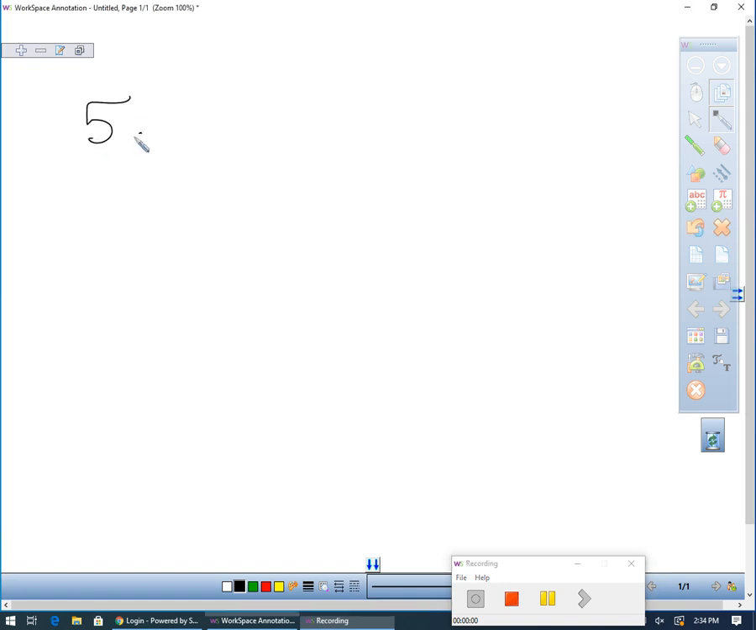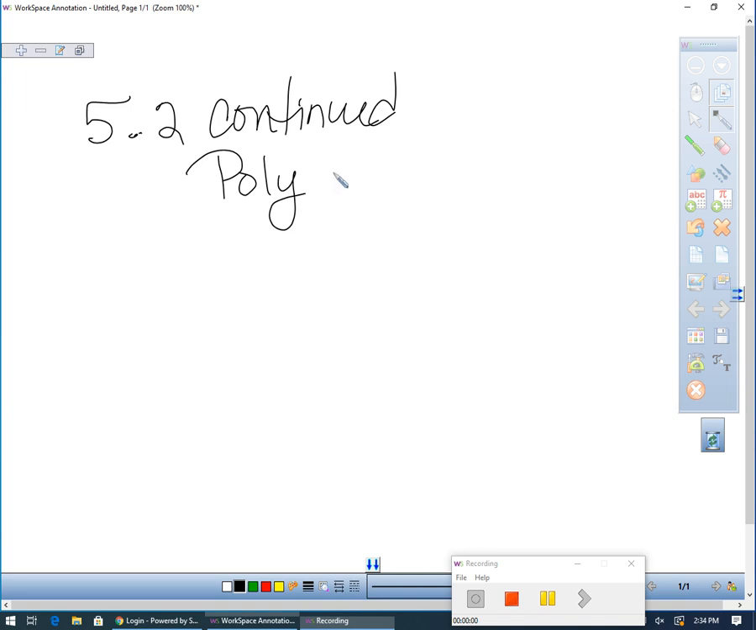So, 5.2, continued. And today, we're going to continue what we were talking about yesterday. We were talking about polynomials of higher degree, right? So instead of it just being a quadratic, which was all of chapter 4, it's higher than that.